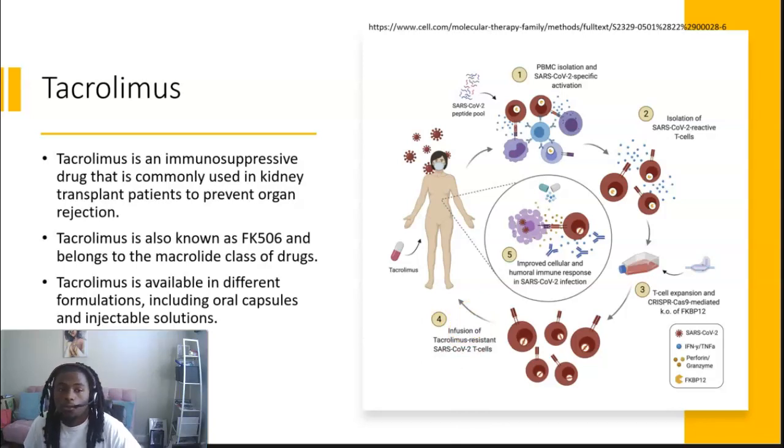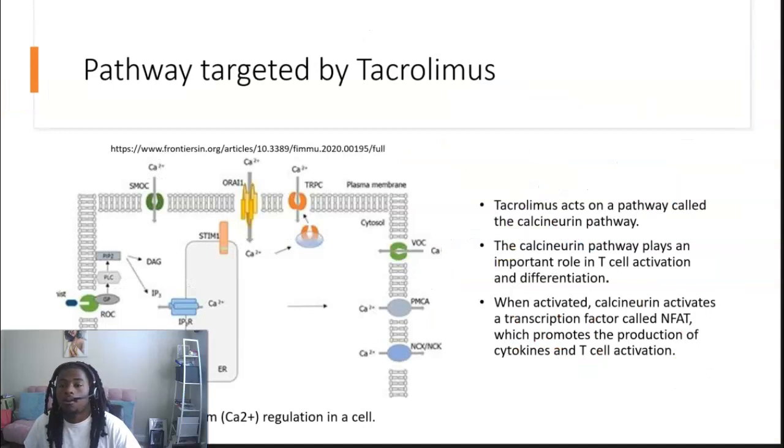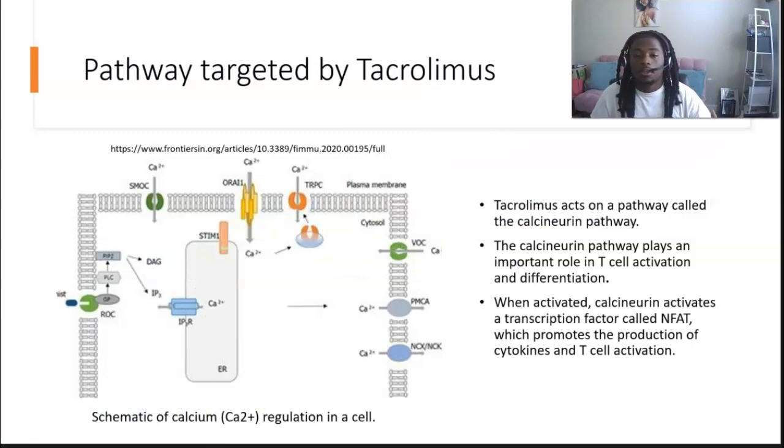Next, I wanted to talk about the pathways targeted by tacrolimus. So let me move my picture. Tacrolimus acts on a pathway called the calcineurin pathway. The calcineurin pathway plays an important role in T cell activation and differentiation. When it's activated, calcineurin activates a transcription factor called NFAT, which promotes the production of cytokines and T cell activation. This picture focuses on how the calcineurin pathways play an important role.